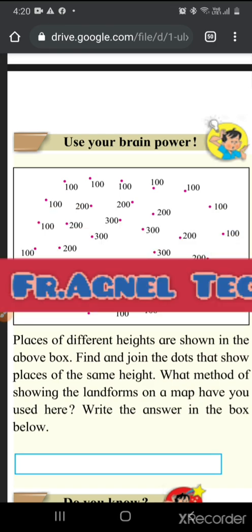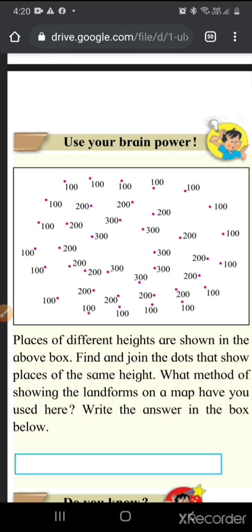So let us come to page 41. See what is shown on this page. Use your brain power. On this page, they have shown you some figures. Somewhere it is 100, somewhere it is 200, and in the central part you see only 300. That means these are the numbers given. These are the heights of that place in meters.